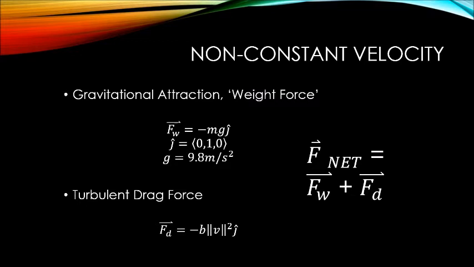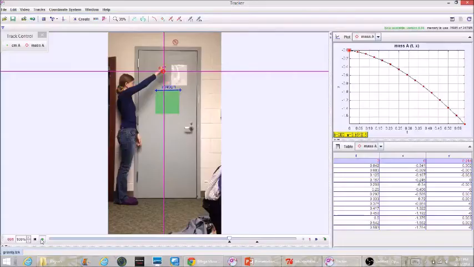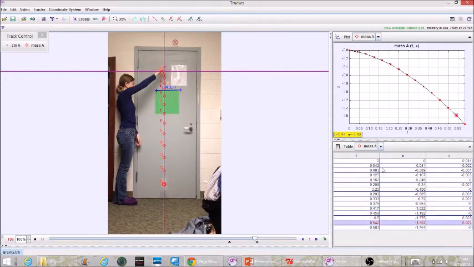It acts in the opposite direction, and since it's correlated to velocity, it increases exponentially with time, playing a greater role later. The motion observed in this experiment was a paper ball dropping to the ground. It moved along the negative y-axis, and its position versus time data is graphed and charted here.